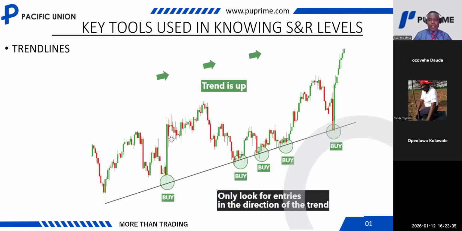All right. Now, what is a trend line? Now, we talked about trend. Trend is the overall direction. You see, our job as traders, as technical traders, is primarily to identify trend. That's the first thing we do.